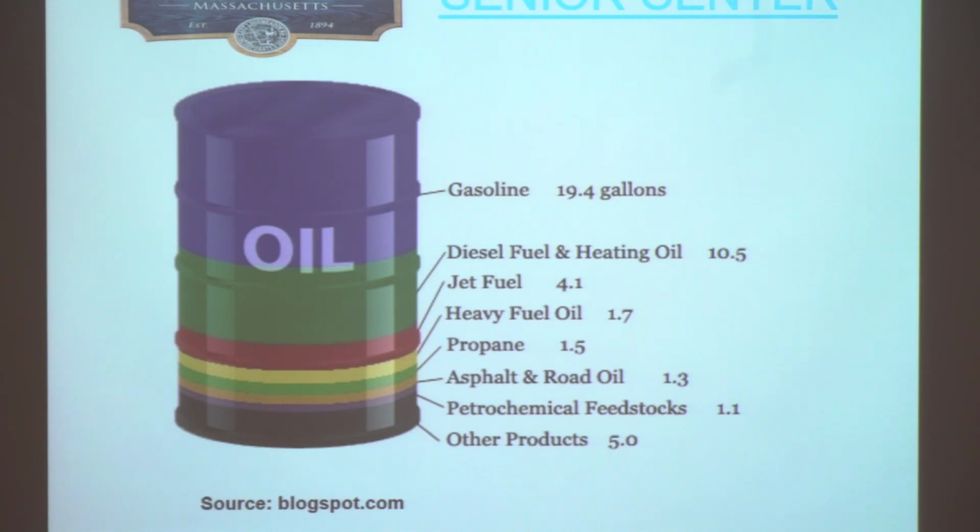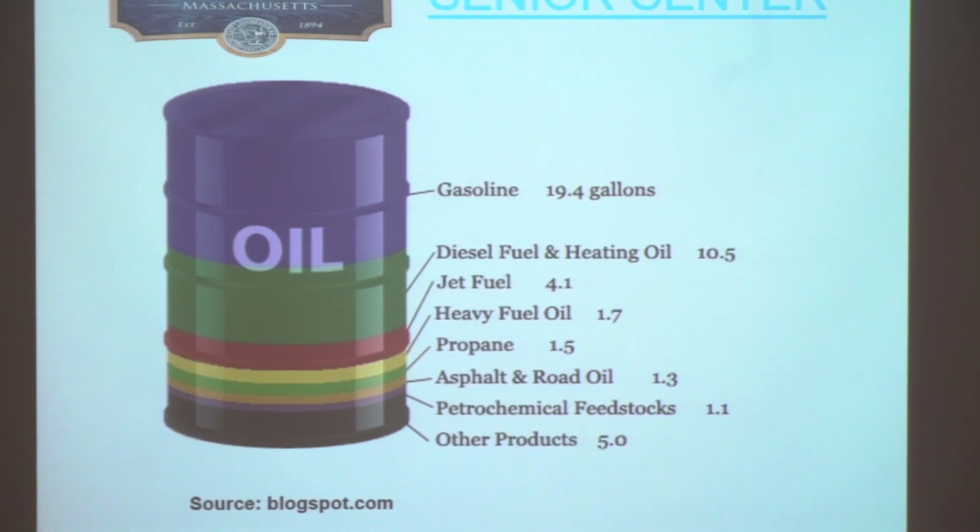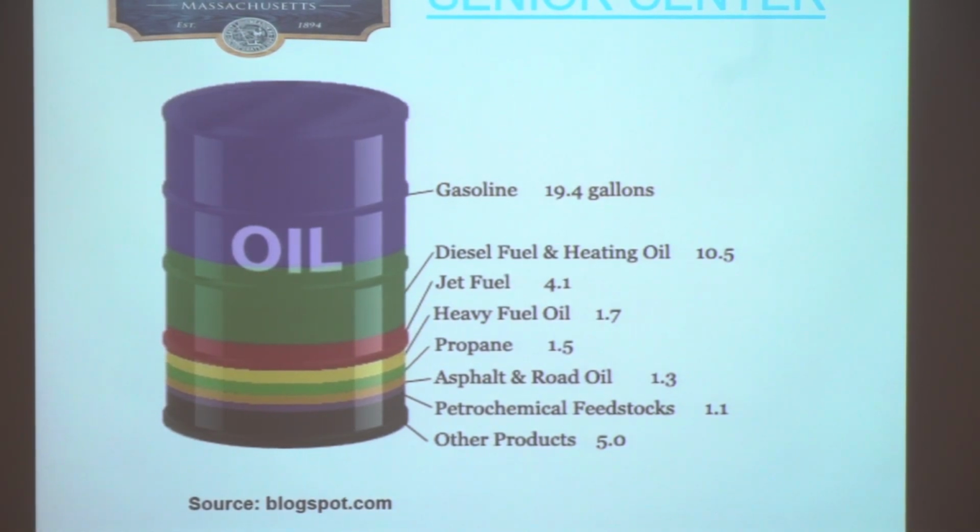These products include 19.4 gallons of gasoline, which will be further refined into the different blends. You have regular, you have premium, you have high test. 10.5 gallons of diesel fuel and heating oil, 4.1 gallons of jet fuel, 1.7 gallons of heavy fuel oil, 1.5 gallons of propane, 1.3 gallons of asphalt and road oil, 1.1 gallons of petrochemical feedstock, and 5 gallons for other products like lubricants, for example.